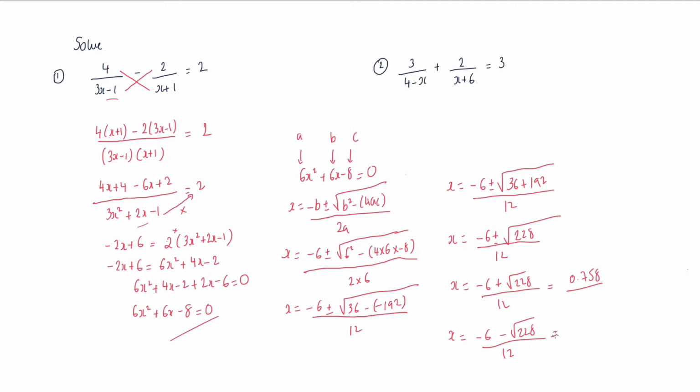That answer should be 0.75823, to significant figures. And then the other one, minus 6 minus the square root of 228, and then divide that by 12. That should give us minus 1.76. So these are your two values for x. Okay, quite a lot to do.